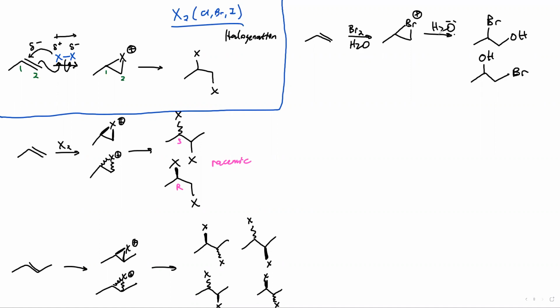Why is it that this water can even work? Isn't water a weaker nucleophile than bromine? The answer is yes. Br minus is a lot stronger than water. So there probably is a small population of product that is the bromine opening up the ring. But more times than not, water ends up being the one that adds mostly. And why is that the case?